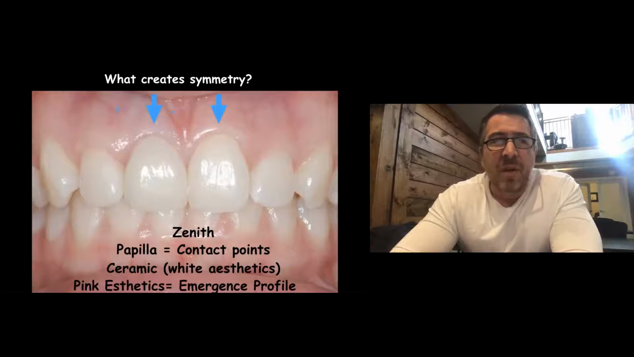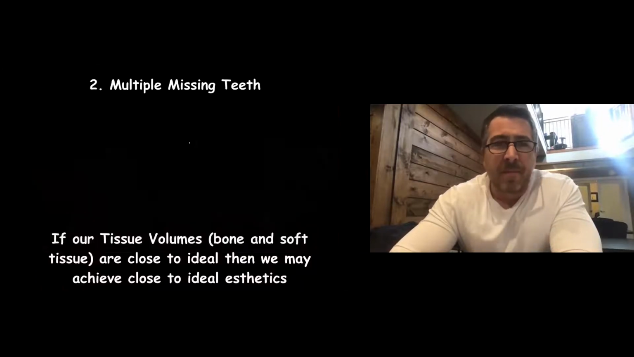So we have good, robust, stippled, healthy, keratinized tissues that surround that crown that tend to be symmetrical with the adjacent tooth. So getting success in a single implant, single tooth case, those are the things I'm looking for: the zenith, the papillas, the ceramics, and then the emergence profile.